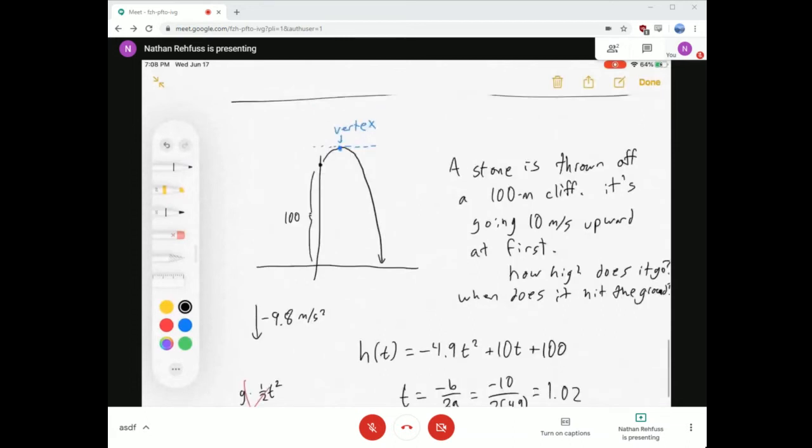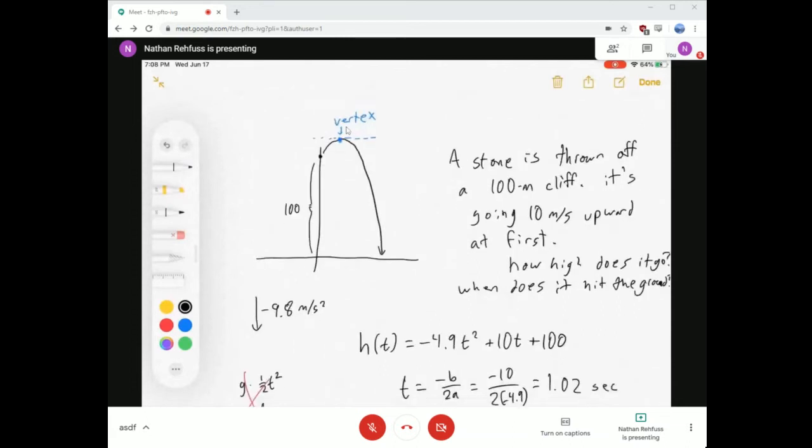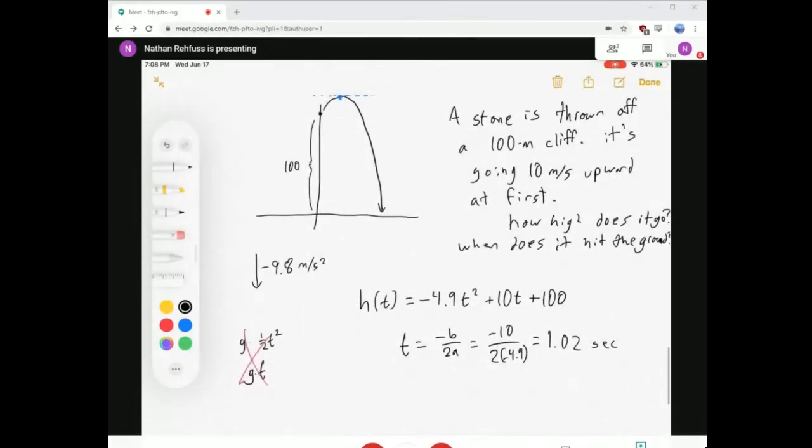Now, unfortunately, that's a time. That's 1.02 seconds. That's when we reach the vertex. How high do we go? Well, that would be the y-coordinate. So how high we go is h of 1.02. So that's negative 4.9 times 1.02 squared plus 10 times 1.02 plus 100. And that turns out to be approximately 105. So the rock ends up 5 meters above where you threw it, and that's where it turns around and starts falling. So that's the answer to our first question.